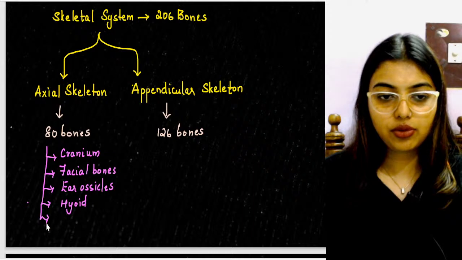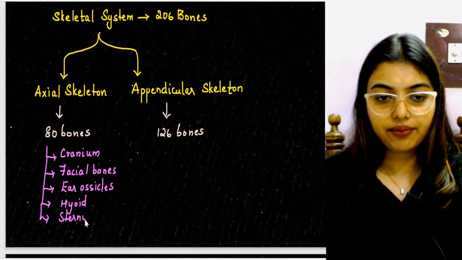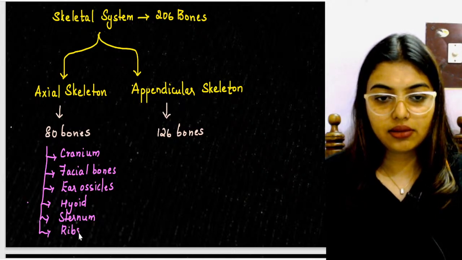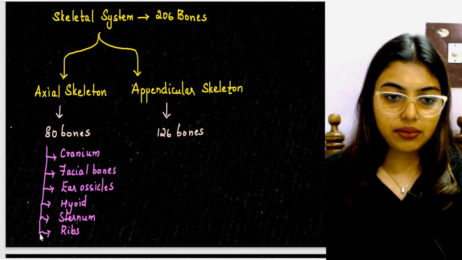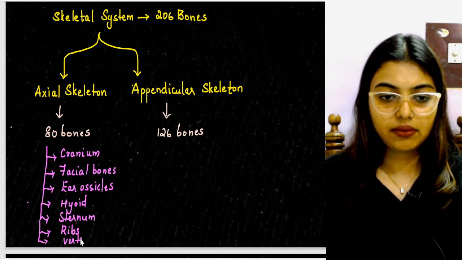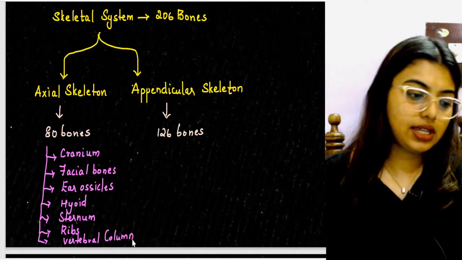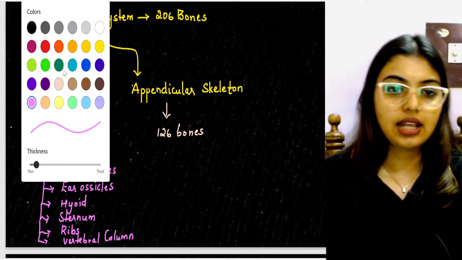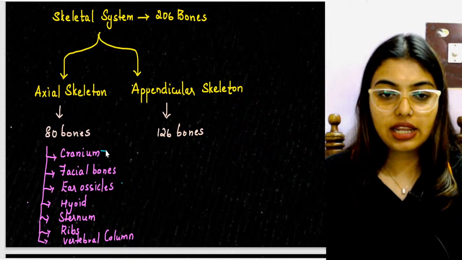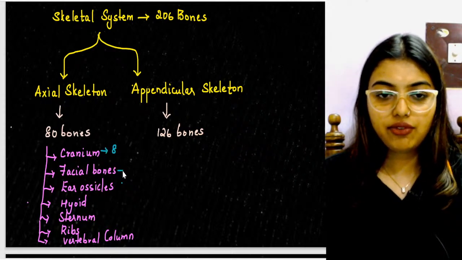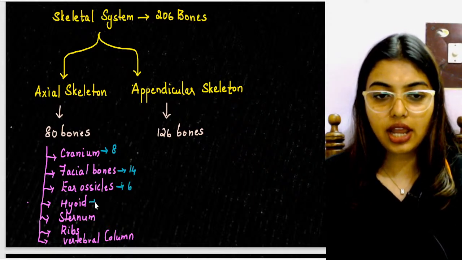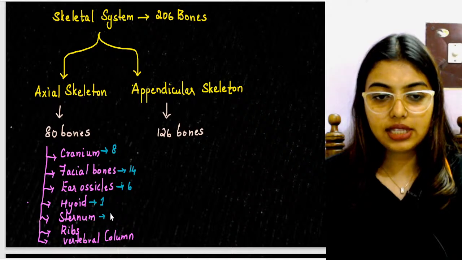I'm coming from top to down. Sternum, ribs, and vertebral column. These are the parts of your axial skeleton. Now each of them, how many bones are there? Cranium has 8 bones. Facial bones are 14. Ear ossicles are 6, 3 each. Hyoid is 1. Sternum is 1.